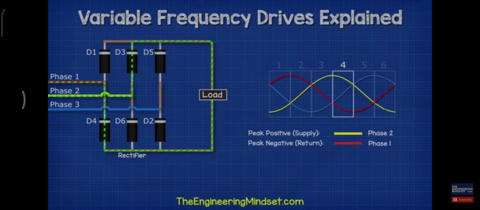In the next segment, the current flows still in phase 2 via diode 3, but phase 1 is now at its negative peak, so the current will flow through diode 4 back into phase 1.